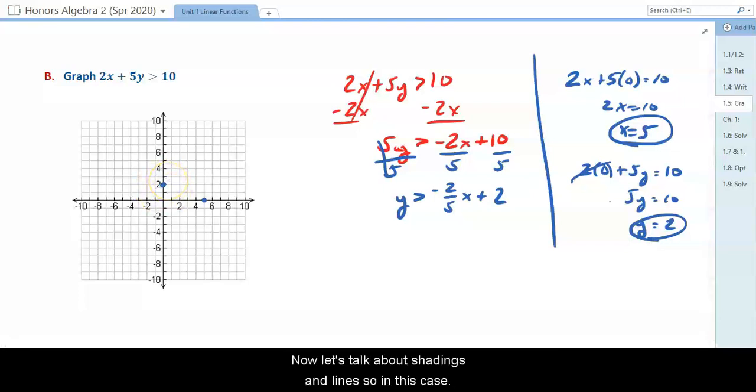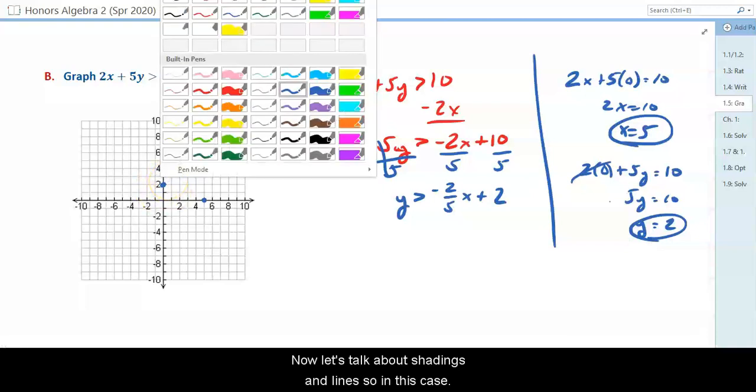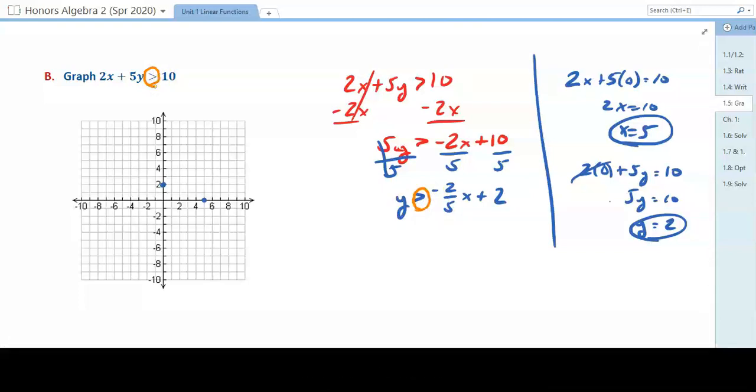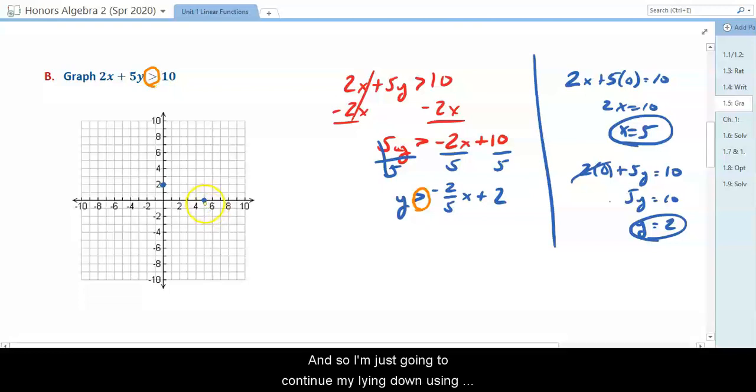Now let's talk about shadings and lines. So in this case, if we come back to our inequality in either the standard form or the slope-intercept form, it doesn't have that equal bar. So if it doesn't have the equal bar, then what type of line is it? It's dashed. And so I'm just going to continue my line down using the same slope that we found before so I can make a nice pretty line. And again, it's important to have your line as straight as possible as we draw this. And so coming through like so.